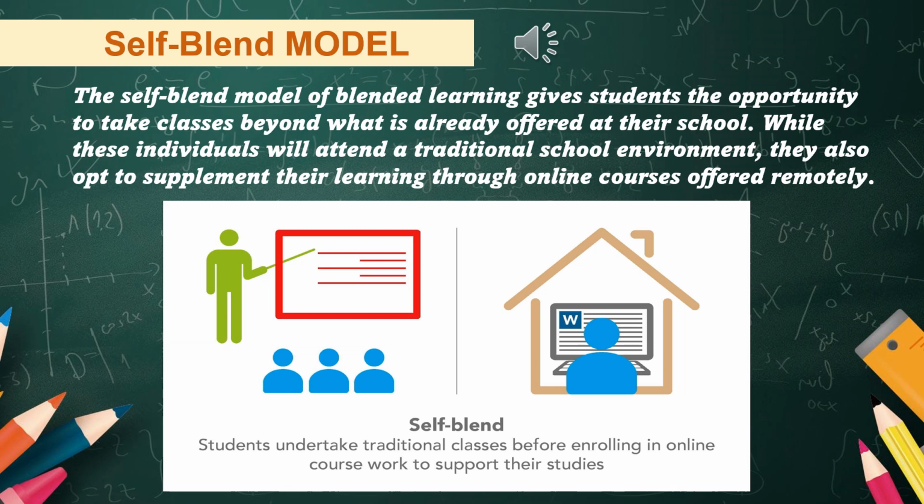Our next example is the self-blend model. The self-blend model is a blended learning that gives students the opportunity to take classes beyond what is already offered at their school. While the individual will attend a traditional school environment, they also opt to supplement their learning through online courses offered remotely. According to this use of self-blending, it is largely focused upon individual students taking some courses online and others face-to-face.